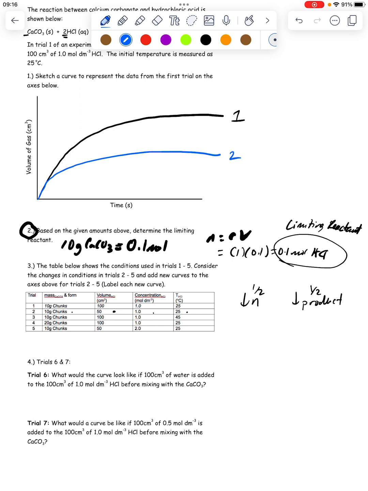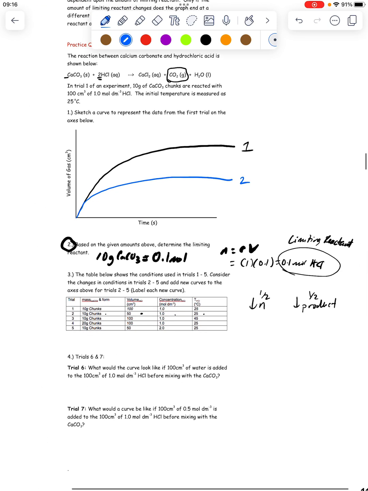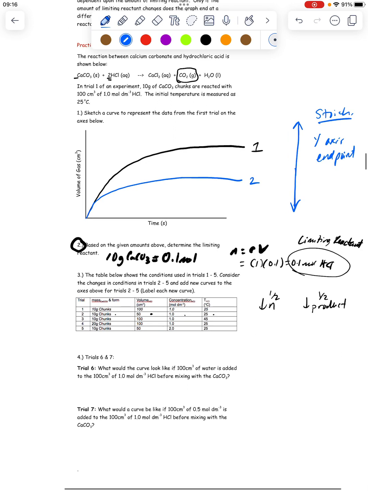So you're always in these questions thinking about two things, which is the end point, and the end point I refer to as how high up or down, where's the y-axis endpoint? And that relates to the amount of product. So that's the stoichiometry part. That's where you have to consider limiting reactant and whether the moles have changed. The other part that's really important is the initial slope.